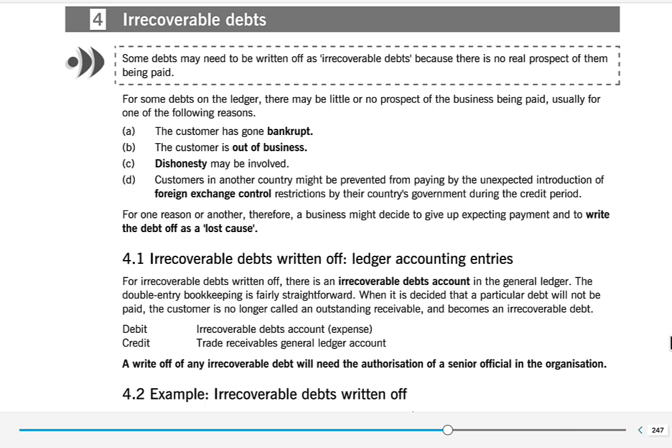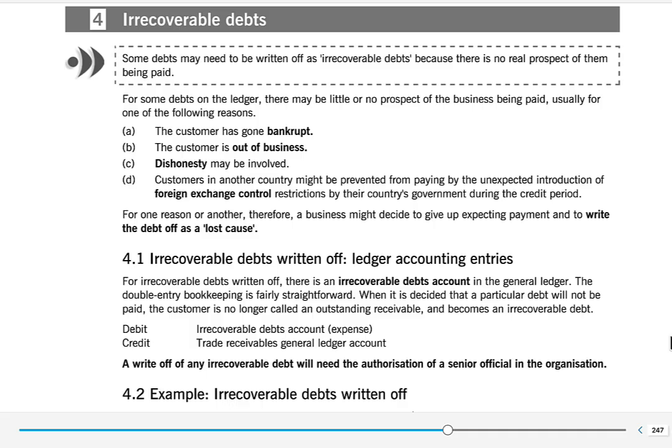Common reasons the book gives for irrecoverable debts. The book gives typical reasons why a customer might never pay. 1. The customer has gone bankrupt. 2. The customer is out of business. 3. Dishonesty may be involved. 4. The customer is in another country and cannot pay because of foreign exchange control restrictions during the credit period. Notice what these reasons have in common. They are not slow payment. They are no payment. Quick class check. If a customer is simply late, do we write it off as irrecoverable? No. We chase it, we follow credit control, and we only write off when it is no longer realistically collectible.